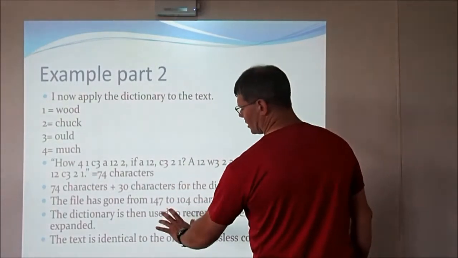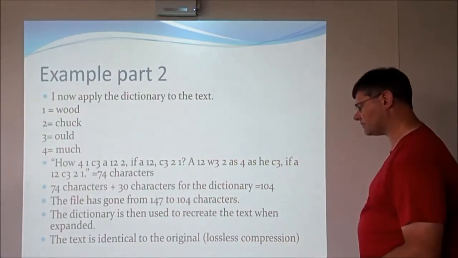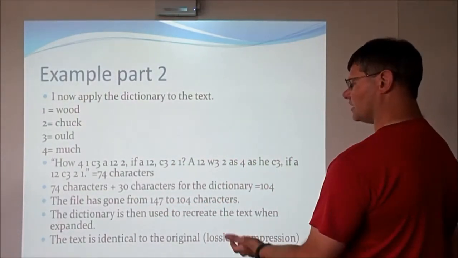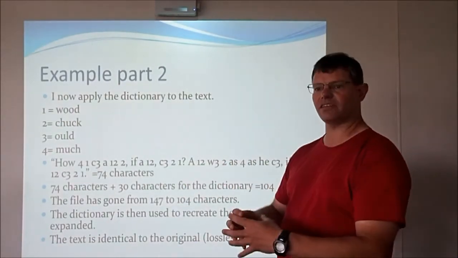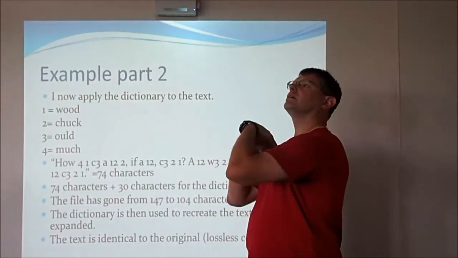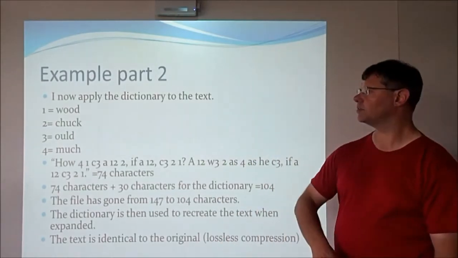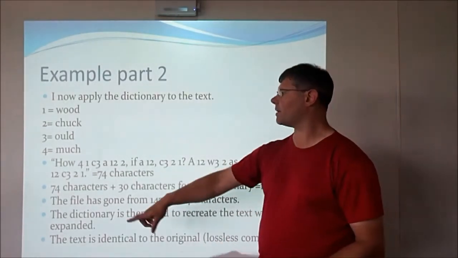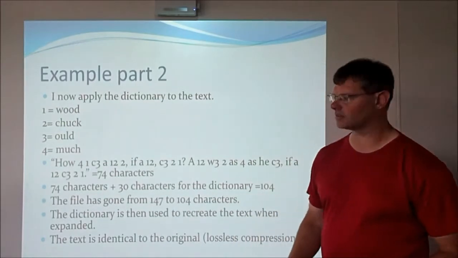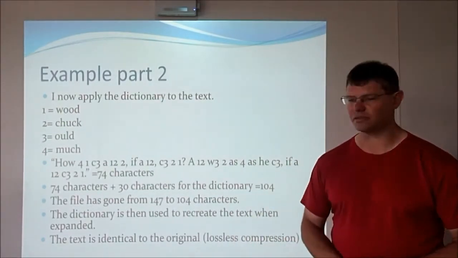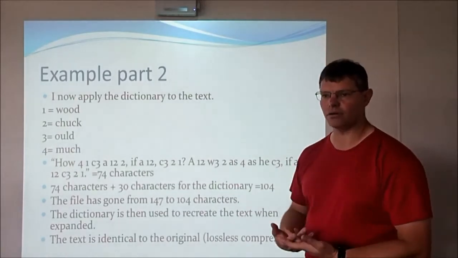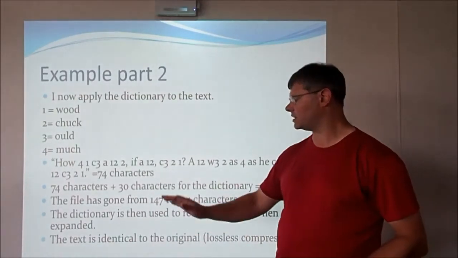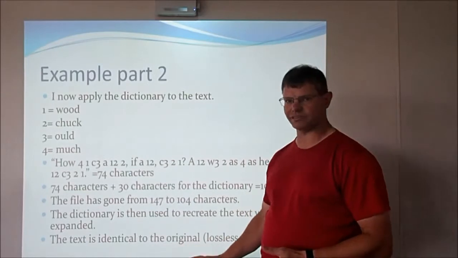So 104 characters instead of 147. So that's going to use a lot less space. So that's compressed it. When you want to then expand it again, so uncompress it, put it back to how it was, you just swap out all the numbers that are in the dictionary, and then it will give you exactly the same text file as you started off with. It won't be any different, it will be identical to the original one.